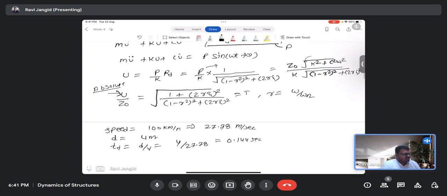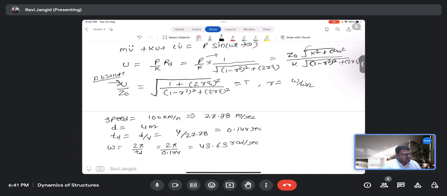So what is my forcing frequency? Omega equals 2 pi by Td, so 2 pi by 0.144. My forcing frequency becomes 43.63 radian per second. And the stiffness of the system is given as 400 kilonewton per meter. The mass of the vehicle is given to you as 400 kg.